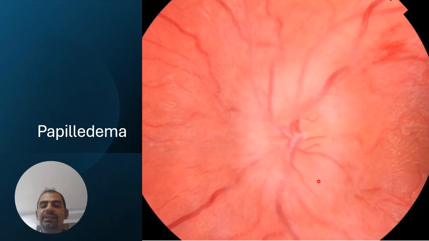The disc is hyperemic, so there is hyperemia over the surface of the disc, and there are some peripapillary changes, some peripapillary hemorrhages, and you may find some exudates as well. The disc is very smooth. It's not lumpy-bumpy at all.